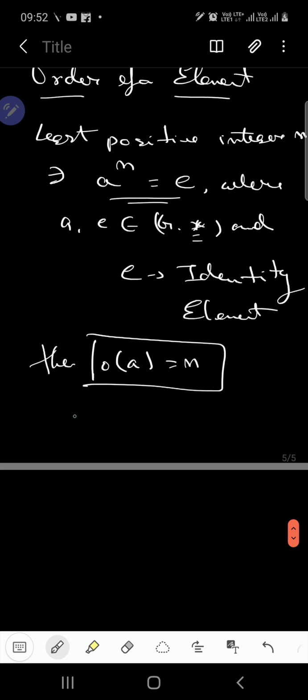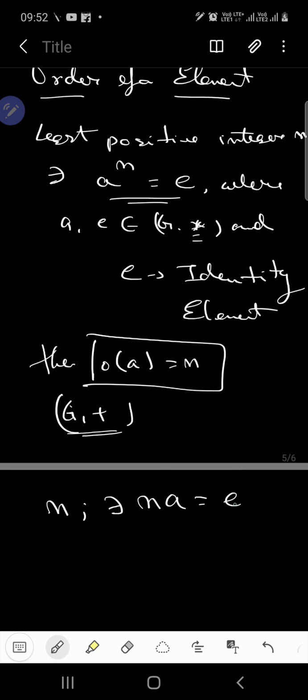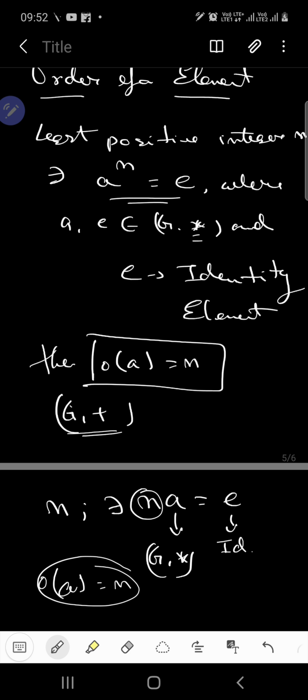Similarly, if you have an additive group, say G plus, then if you have a least positive integer n such that n times a is equal to e, where e is the identity element and a is an element of the group itself, then n is the order of the element. So it depends upon the binary operation upon which the group is formed. Getting my point? For a multiplicative group you have a to the power n, for an additive group you have n times a, or a added n times. So got it?